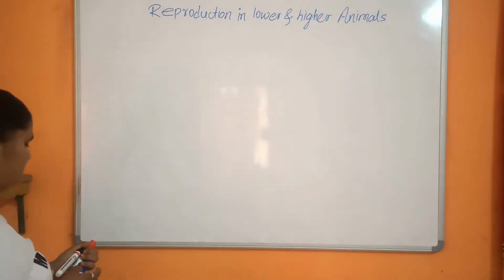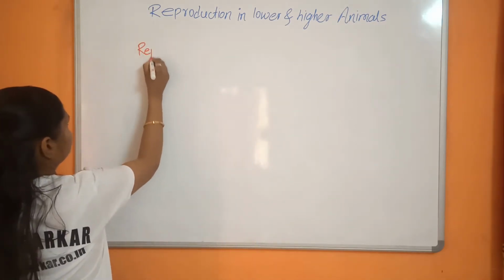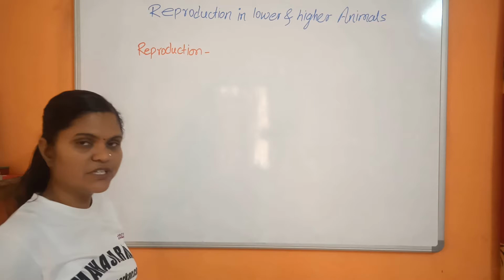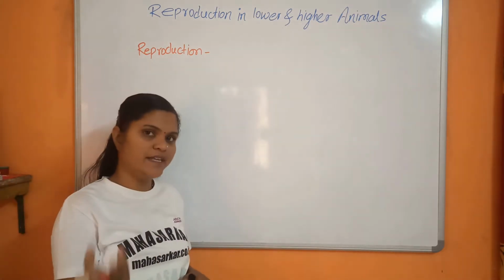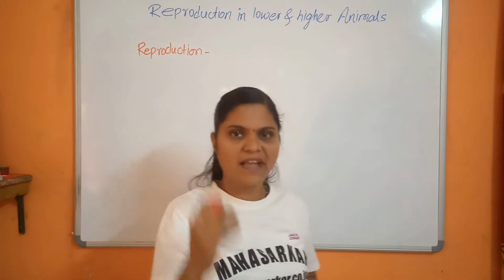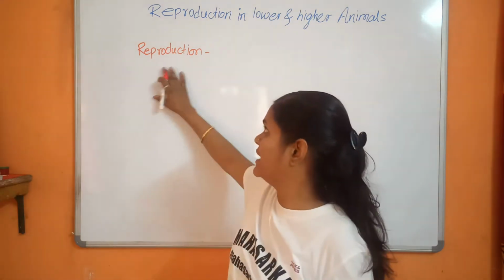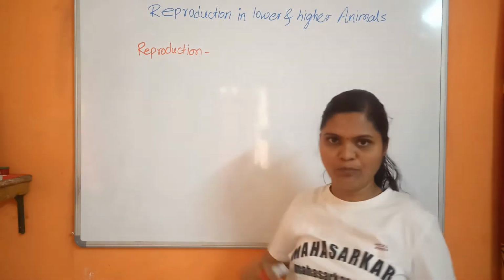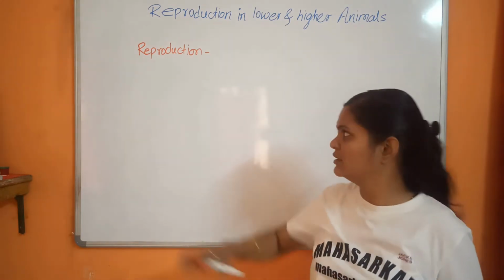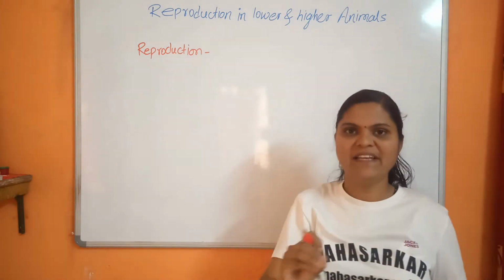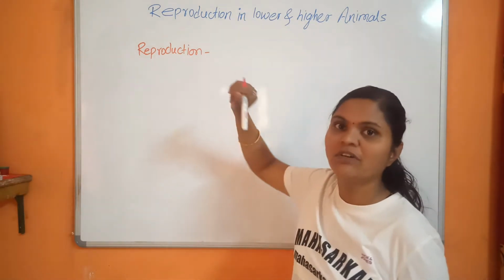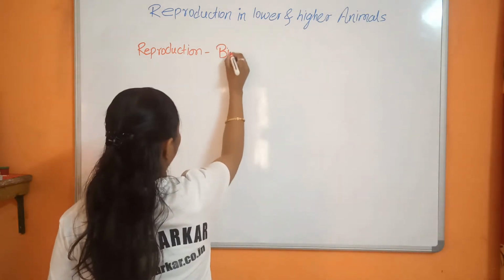So reproduction is a biological process in which new life arises or new life forms from pre-existing similar life. That means any organism can produce young ones like them. That is called reproduction. And why is reproduction so important? Because it is essential to maintain the species, any species on earth. This is essential for maintaining species generation after generation, or continuation of the species on earth is possible because of reproduction.